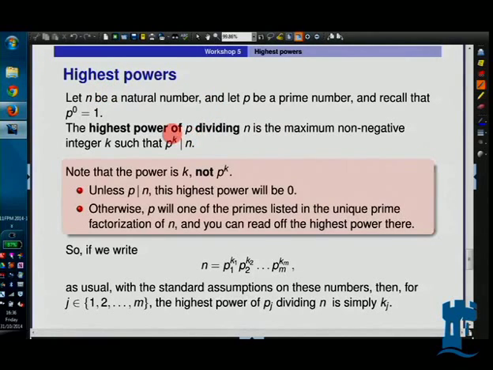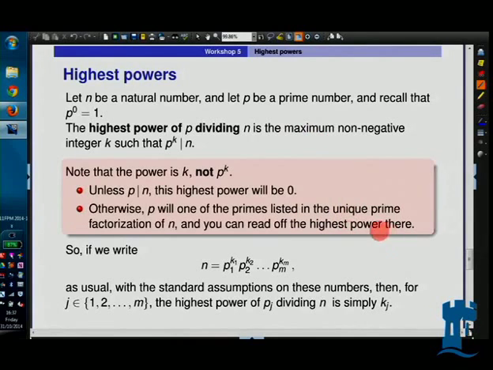On the other hand, if p does divide n, then you've got p to the 1 dividing n, and you can ask, does p squared divide n? If it does, you can ask, does p cubed divide n? Obviously, you get stuck eventually, because you'll get much bigger than n if you go to big powers of p. So there's a limit to what power of p divides n, and in fact, you can read it off from the prime factorization.